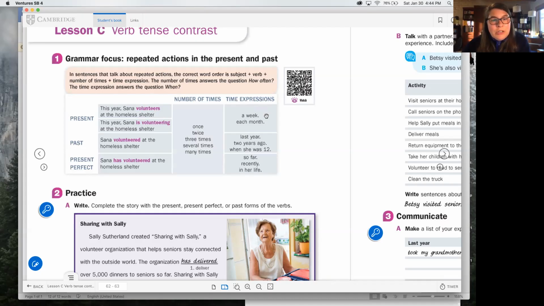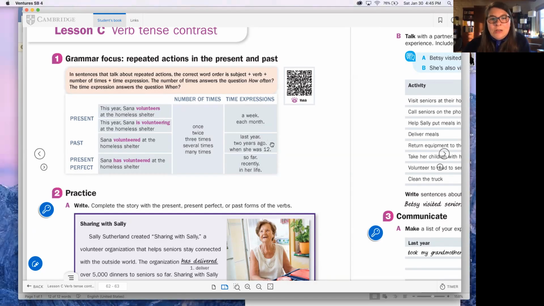And then time expressions. A week, which means every week. Once a week means one time every week. Each month, once each month, same thing, right? One time a month. And then past expressions, last year, 2 years ago, when she was 12. When I was 12, it was 19, I don't know what. But that's a time expression in the past we use with past tense.